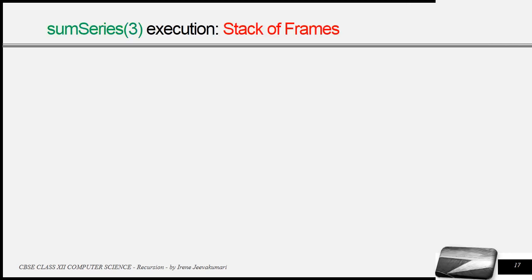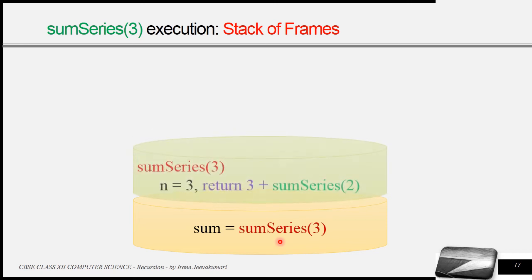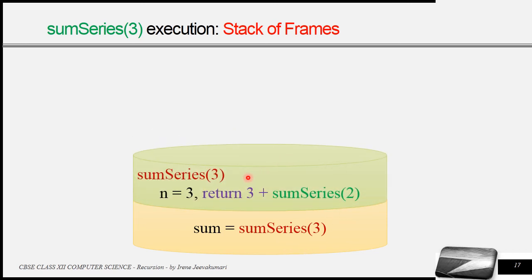Let us see the execution order of the stack of frames. When the function SumSeries with the argument 3 is invoked, the computer creates a stack for sum equal to SumSeries3. Here there is a function call statement. So the computer creates a new frame and places it on top of the stack for SumSeries3. Now the value of n is 3. The return statement returns 3 plus SumSeries2.